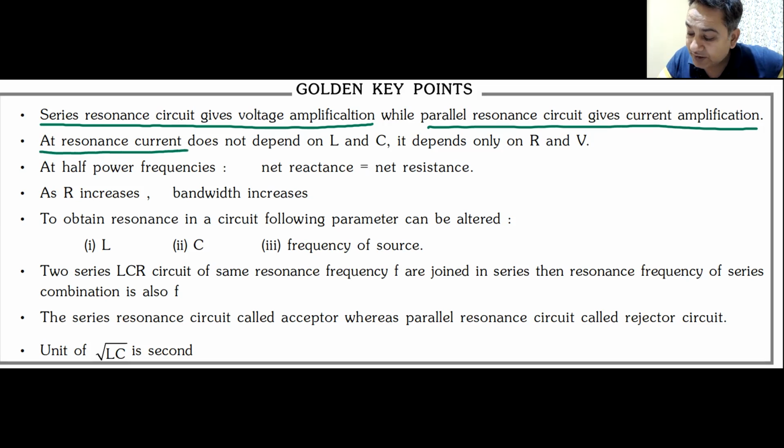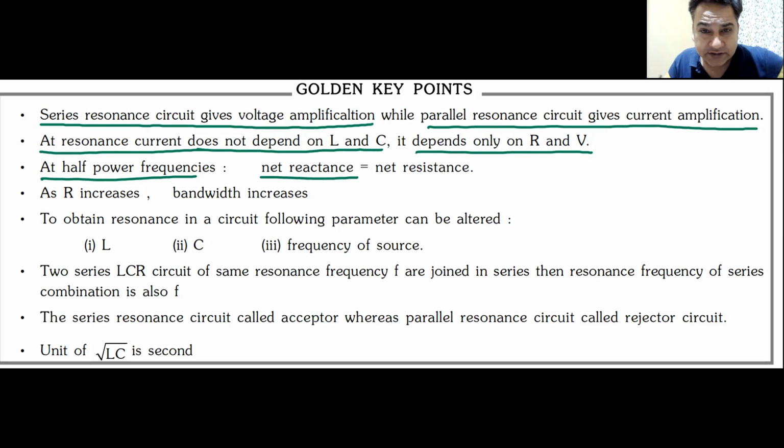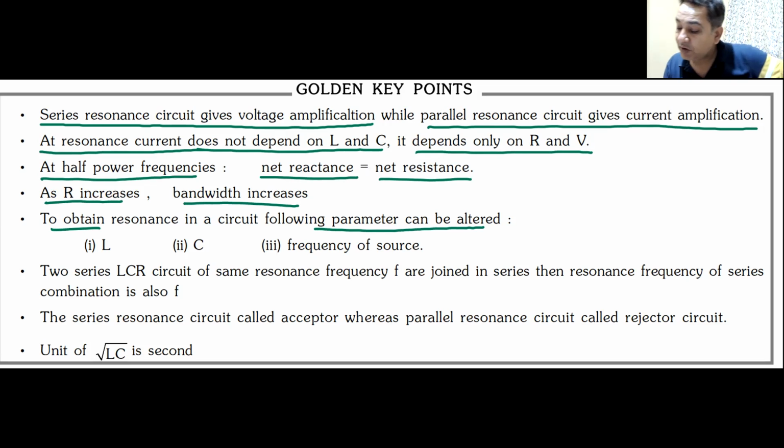At resonance current does not depend on L and C. It only depends on R and V. At half power frequency, net reactance, inductive reactance and capacitive reactance is equal to net resistance. Simple 4-mark question. As R increases, bandwidth increases. To obtain resonance, the following parameters can be altered. How can you alter the resonance? You can alter the value of L, you can alter the value of C, or you can alter the frequency. 4-mark question.